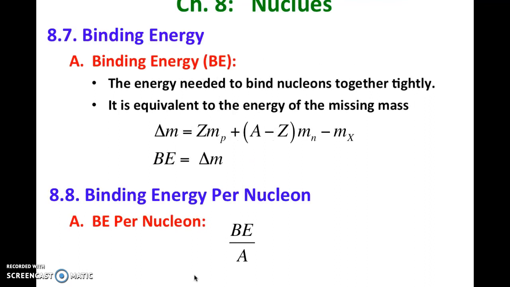The energy needed to bind nucleons together tightly to form a nucleus is called binding energy. It is equivalent to the energy of the missing mass, which can be calculated from the total mass of individual nucleons subtracted by the nucleus mass. Dividing the binding energy by the mass number, we have the binding energy per nucleon for the nucleus.